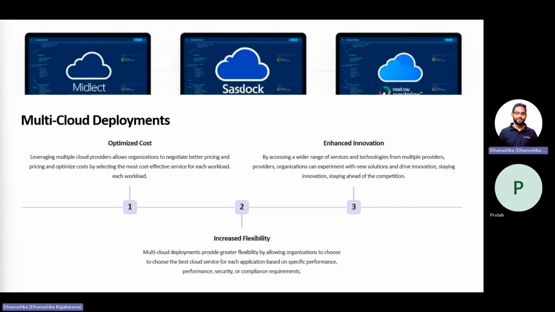For the complexity of management challenge, the solution is to use centralized CMPs and automation tools. For data transfer overhead, we can optimize data transfer paths using CDNs or edge computing.